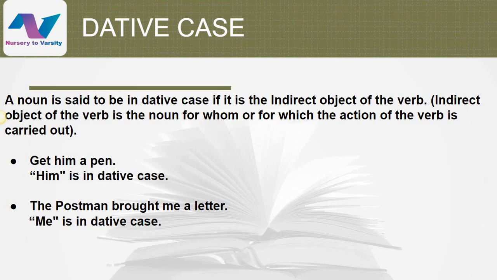Taking on the examples, get him a pen. Now, get is a verb, a pen is an object. But what is him here? The object that supports the direct object, we somehow say it is an indirect object, and this is totally a way of getting the indirect object out of the sentence. This is not any rule, that supporting thing. So now a pen is for him, and that is the reason him is in dative case.